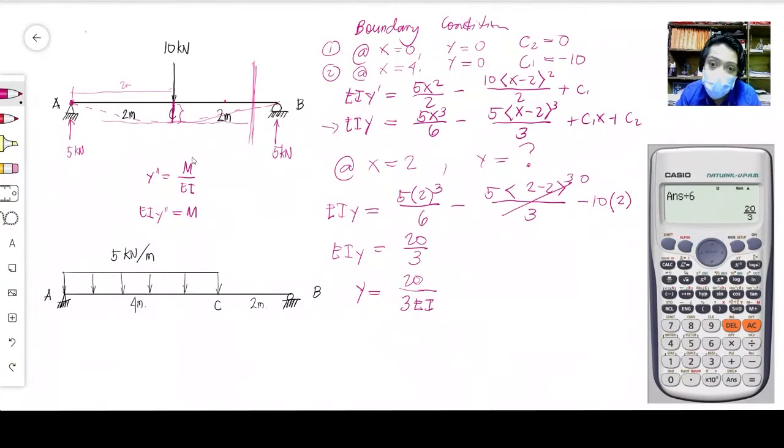And the elastic curve of the beam, since it is symmetric, it follows that the tangent line at point C is also horizontal. So we are expecting that the value of theta, or the slope at point C, should be zero. Okay? Let us try to solve if it is indeed zero.